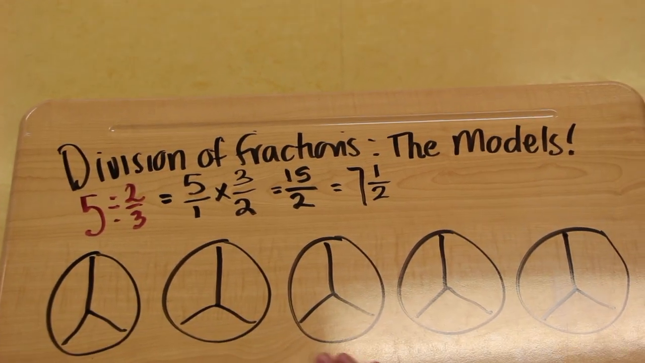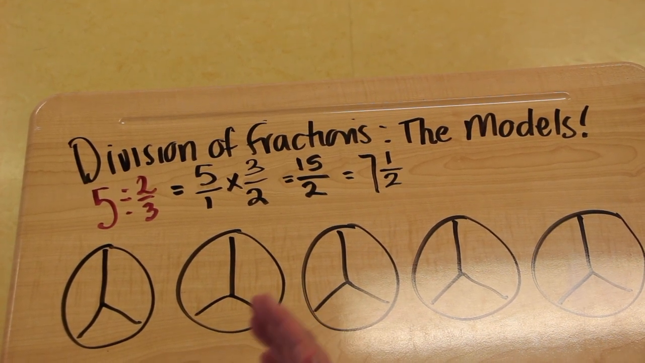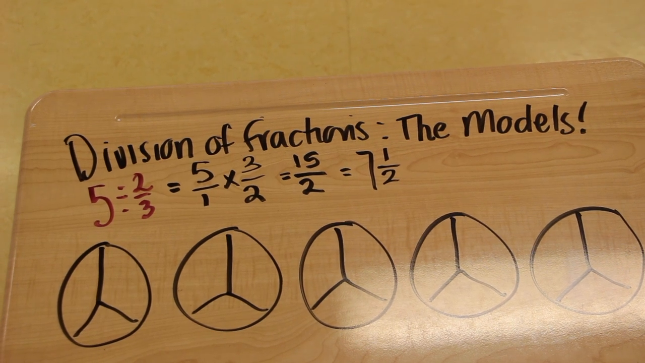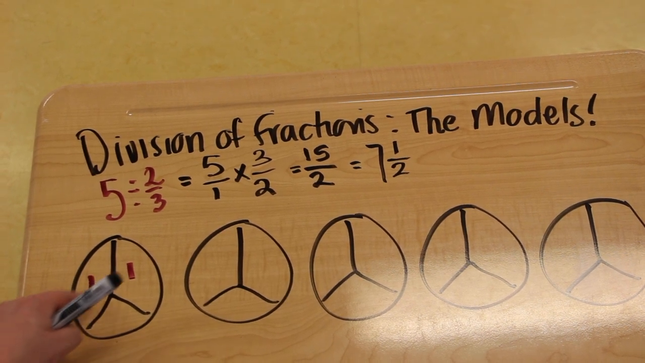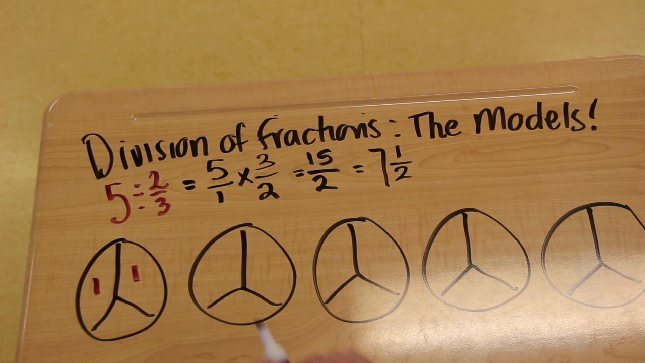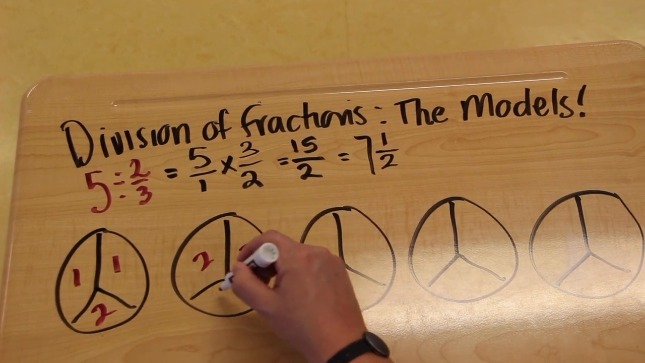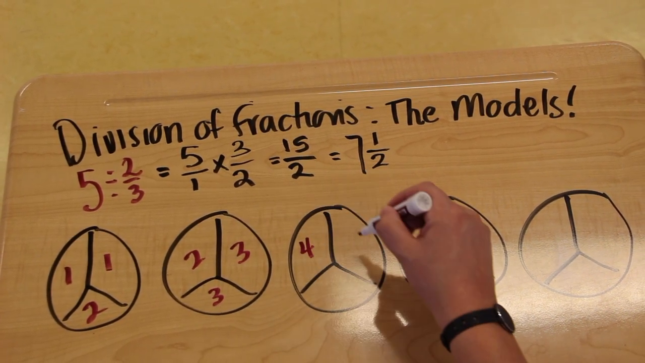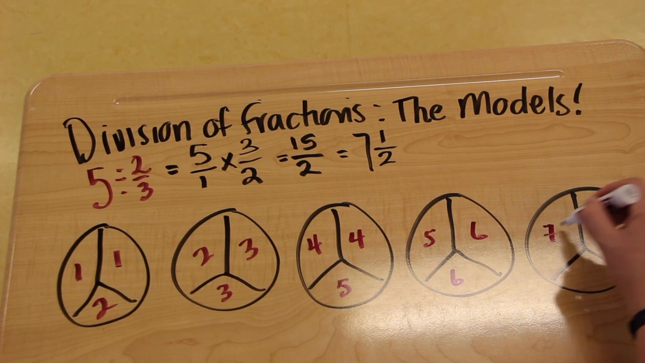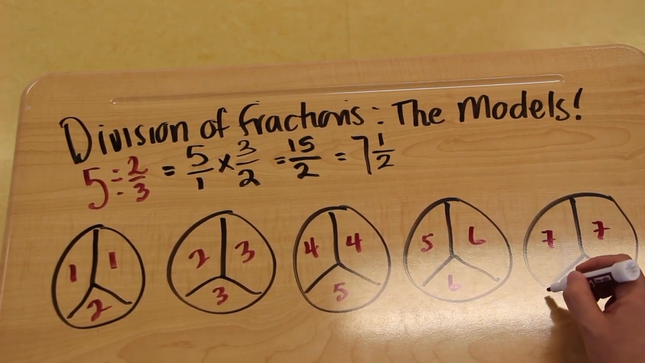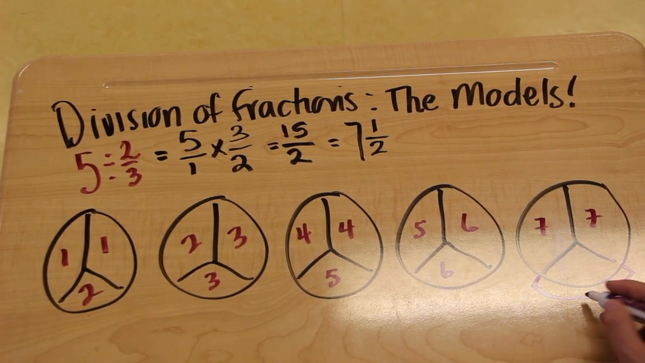So what we're going to do here is we're going to count up our 2/3. So how I would do this is I would take each 2/3 and I would use a number to represent it. So for example, here we have 1 2/3. So here's a third, here's our second third. Okay, so that's 1. Here's our second 2/3, third, fourth, fifth, 6th, and 7th. And here we have a leftover one, which is 1 out of 2.